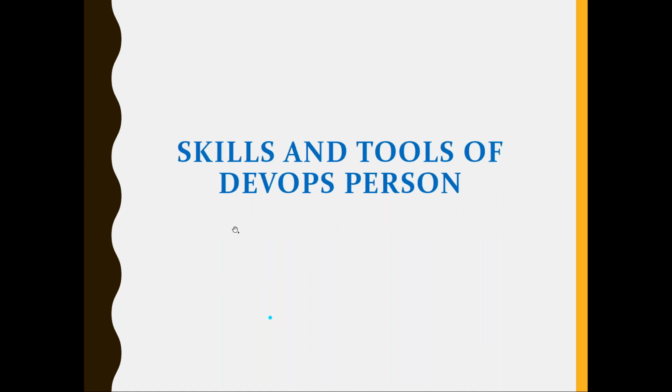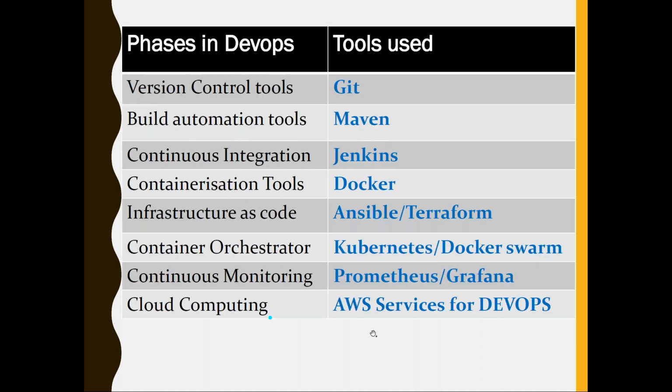And then the skills and tools of a DevOps person, right? Here is the list of tools we'll be learning. I'll give you an overview. We'll be learning a version control tool called Git. Where this tool is used and why you need it, we'll discuss once we begin with each tool. Here I'm just giving you a list.